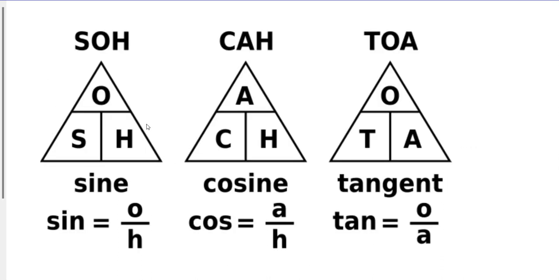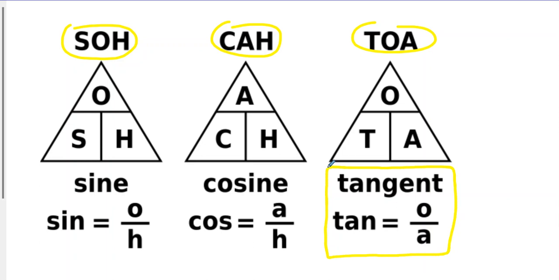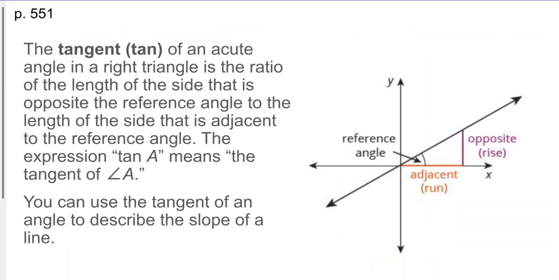And to do that, we're going to focus on SOHCAHTOA, and that's just a phrase for people to remember that the sine of an angle is opposite over hypotenuse. The cosine of an angle is adjacent over hypotenuse, and the tangent of an angle is opposite over adjacent. We are going to be focusing on tangent today because that was the essential question. So we want to remember opposite side over adjacent side.